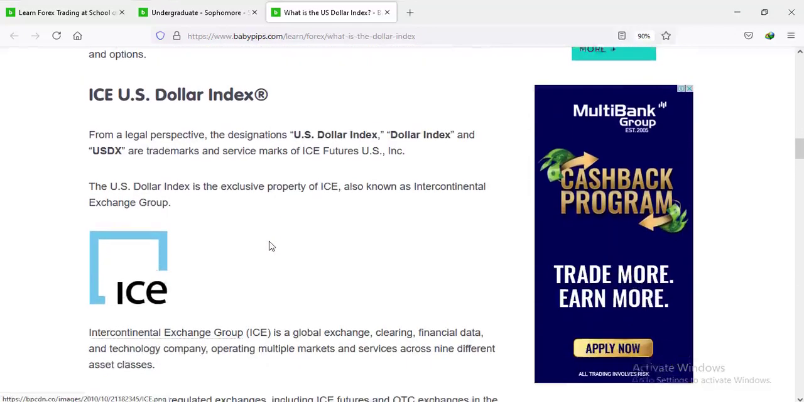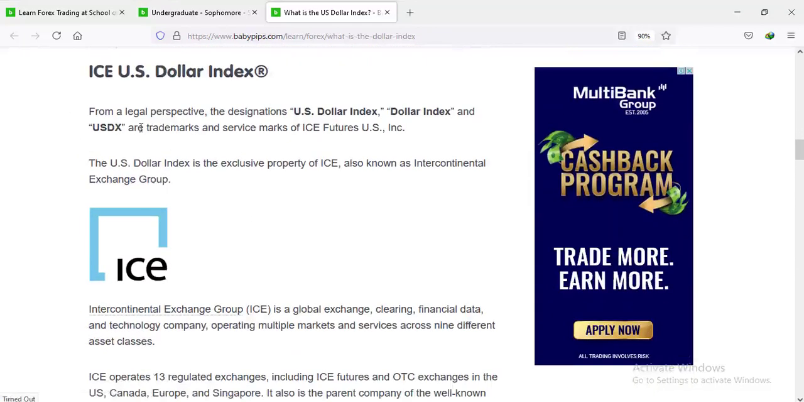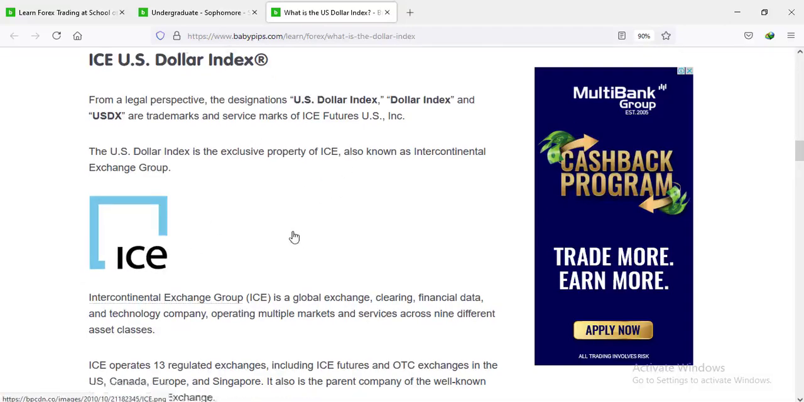The designations US dollar index, dollar index, and USDX are trademarks and service marks of ICE Futures US Incorporated. The ICE is the Intercontinental Exchange Group, so it is basically the body that administers the US dollar index. I hope you get that.